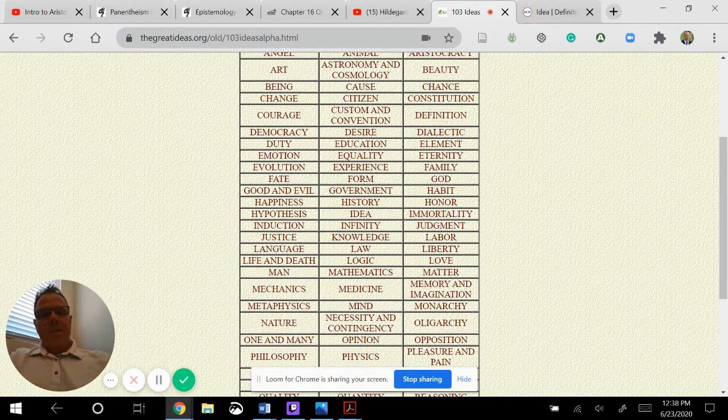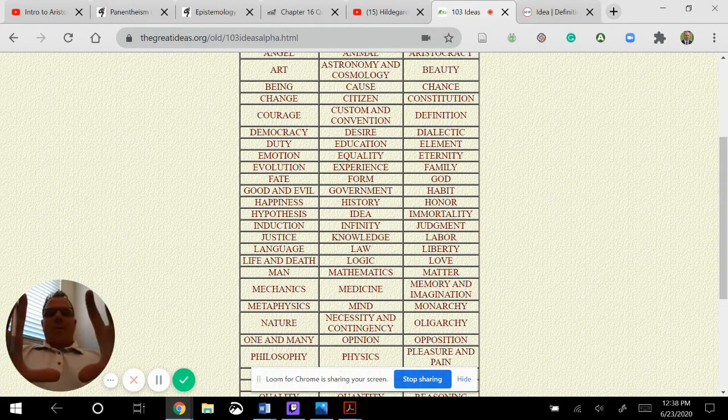What's definition? I mean, what the heck does definition even mean? How do we get a definition? What's the difference between a definition and an idea? What's dialectic? What's element? What's God? What do these all mean? Okay, so those are the little things. Those are the bark on the trees coming at you in each chapter.